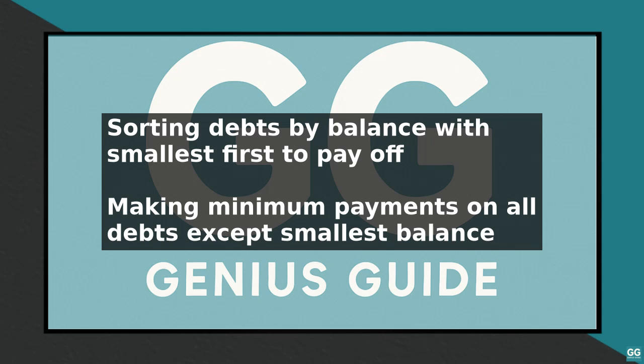Make the minimum payment on all debts except the one with the smallest balance, which you will pay as much as possible towards. To reconcile your debt snowball in EveryDollar, go to the debt section and make sure all your debts are up to date and accurately reflected. Then, apply any extra funds you have towards the debt with the smallest balance.